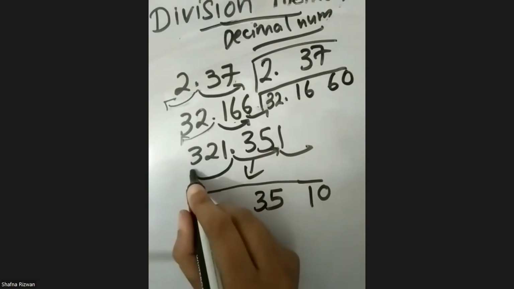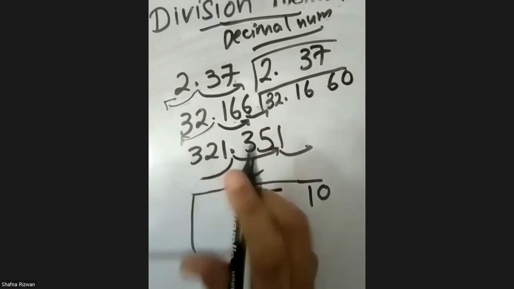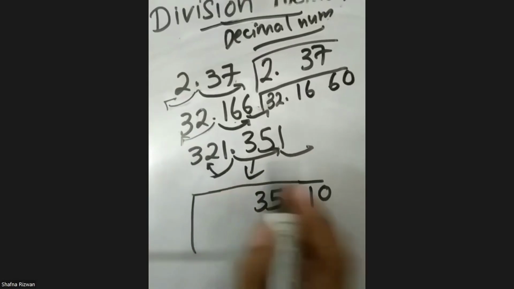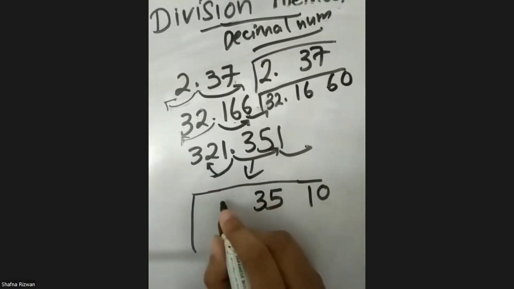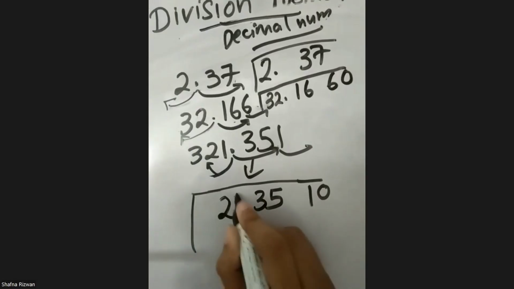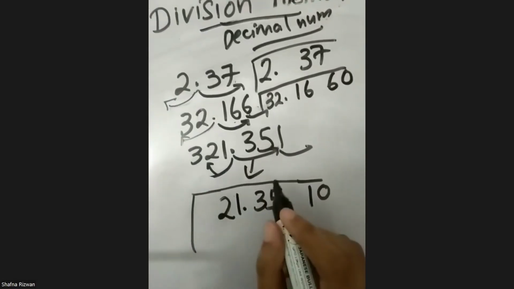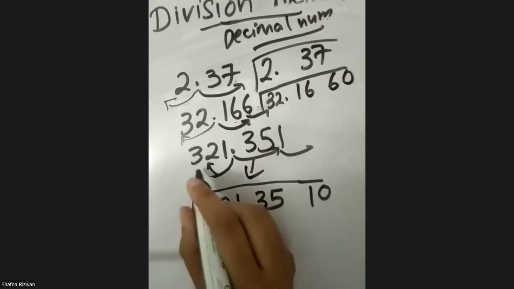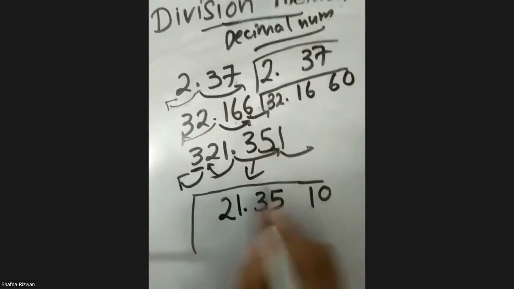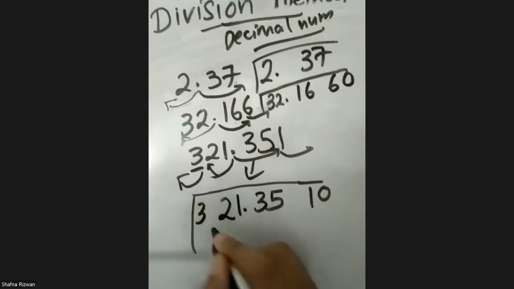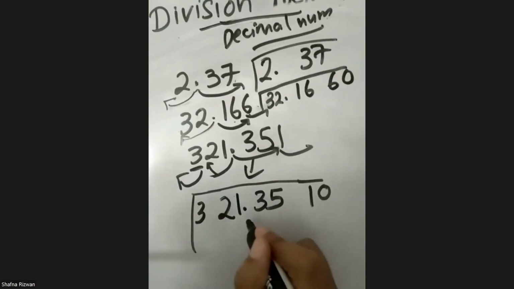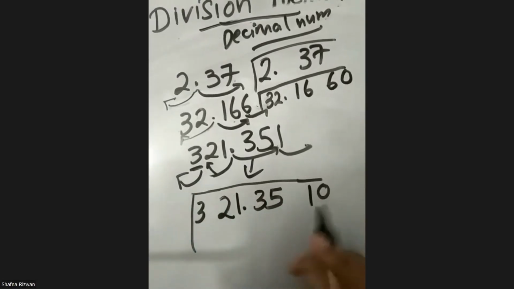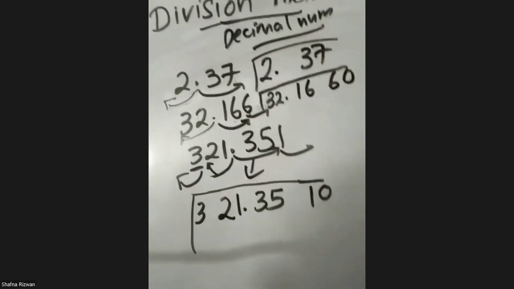And towards this side, what will you do? Here also you have to separate it. So how will you separate? Here two digits you have to take in. So how will you write it? 21. You will write 21 point space 35 space 10. And this 3 is also there, no? Take it to this side. Just write 1 3 and keep a space, 21 dot space 35 space 10. Like that only you have to divide it. Did you all understand how to do that?